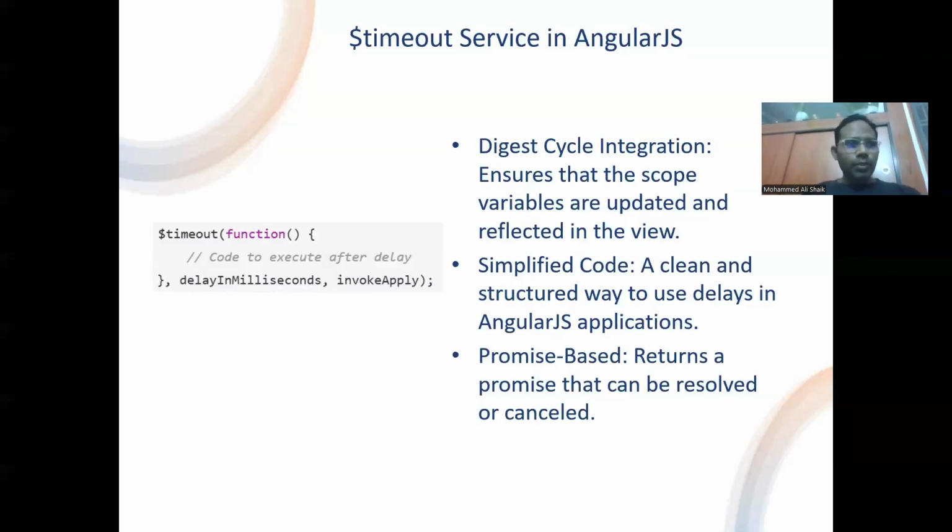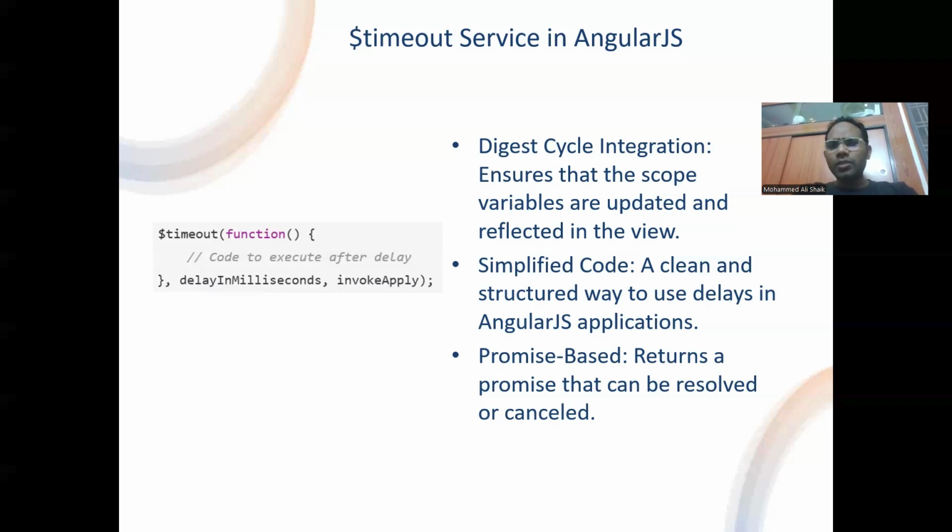So the next one is the $timeout function. What it does is a digest cycle integration. It ensures that the scope variables are updated and reflected in the view. It is simplified code, a clean and structured way to use delays in AngularJS applications. Suppose you want to have some delay, so I want to stop the program execution for 3 seconds or 1 second or 5 seconds. To avoid the buffering concept, if you want to delay, you can use this timeout concept.